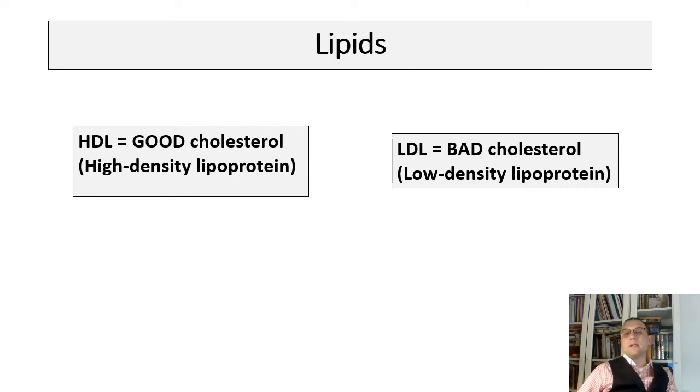High-density lipoprotein, HDL, is considered good cholesterol, because this type carries bad cholesterol away from the arteries. Low-density lipoprotein, LDL, is considered bad because it can build up on the walls of the arteries, forming fatty deposits known as plaque.